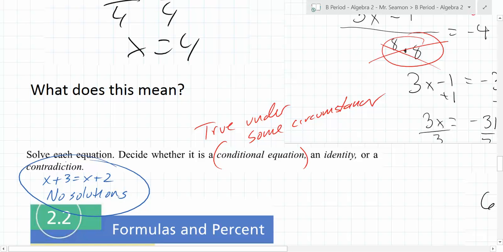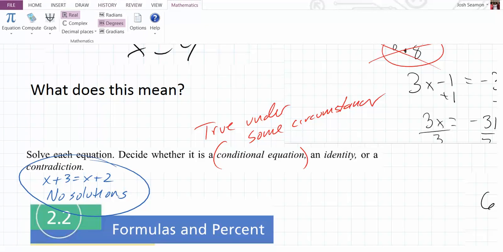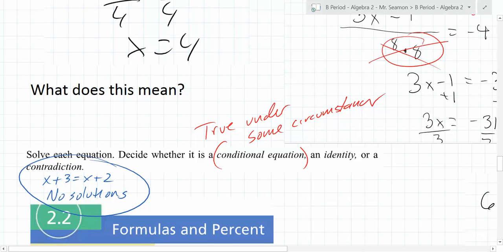Now, what about identity, though? So you have under some circumstances, no circumstances, and then what would the next one be? All circumstances. So here's one. It looks silly, but how about this? 2x is equal to 2x. When is that true? Always. Any real value for x, exactly, right?